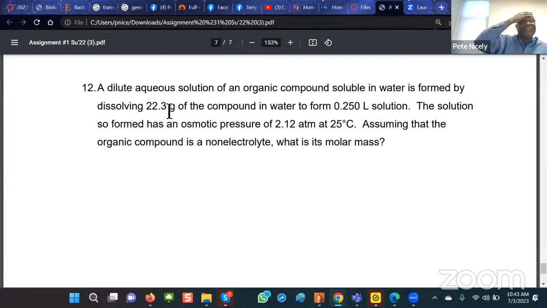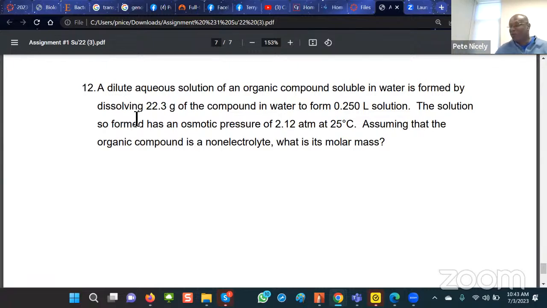Oh, I just remembered something which I neglected to mention. Osmotic pressure. I'm quite sure you saw this in the video, but let me remind you of what it is. The osmotic pressure is the pressure required to reverse osmosis. So that's basically what the osmotic pressure is. Continuing with the question, it says that the osmotic pressure is 2.12 atmospheres at 25 degrees Celsius. Assuming that the compound is a non-electrolyte, what is its molar mass?